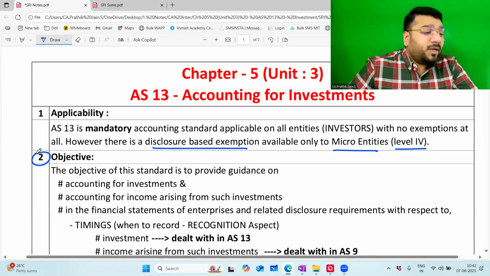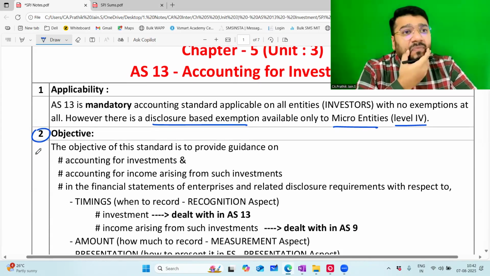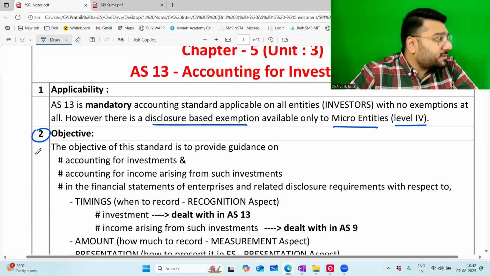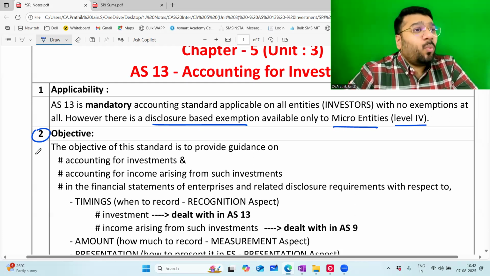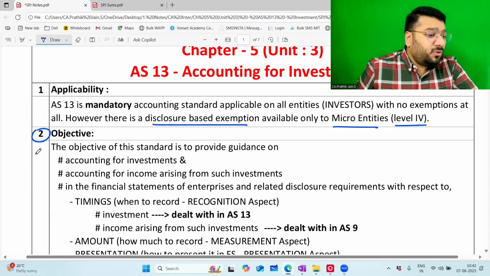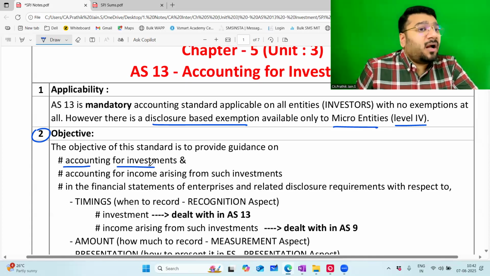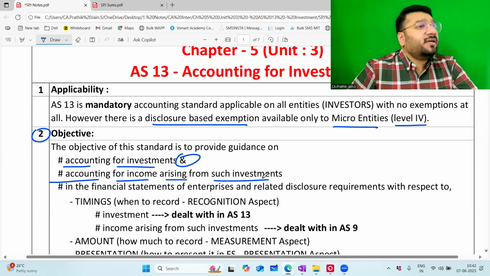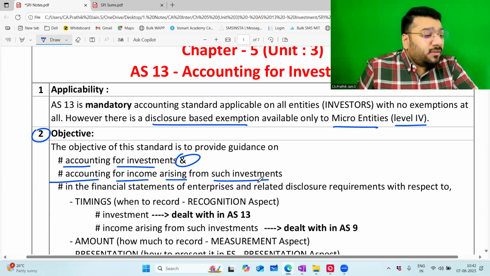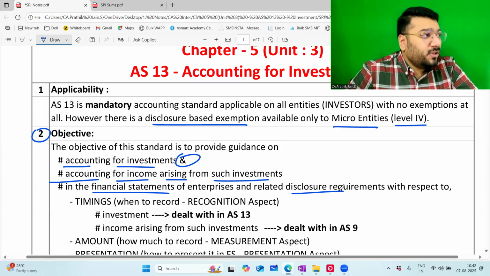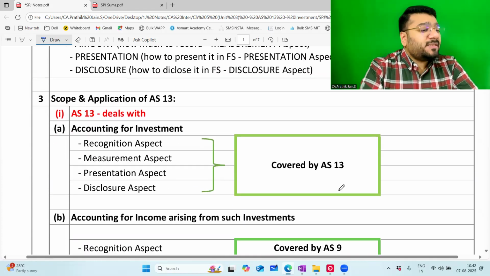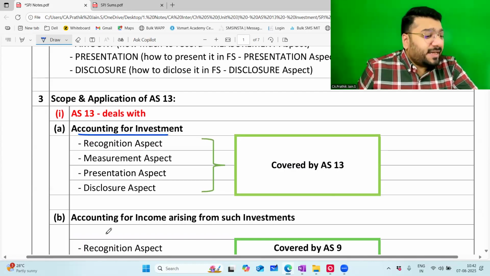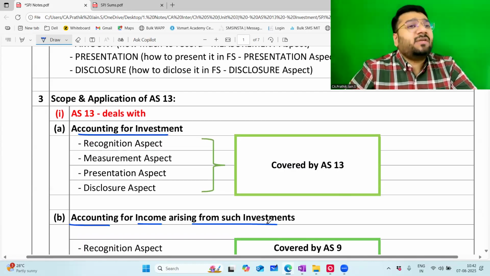Okay, sir. What is the objective of this Accounting Standard 13? Generally, an AS provides us guidance. So in this chapter, what guidance is it going to provide? The objective of this standard is to provide guidance on the accounting for investments and accounting for income arising from such investments, of how those items need to be reflected in the financial statement and how the disclosure and presentation also need to take place. So two aspects that we're dealing with: accounting for investment, and second is accounting for income arising from such investment.